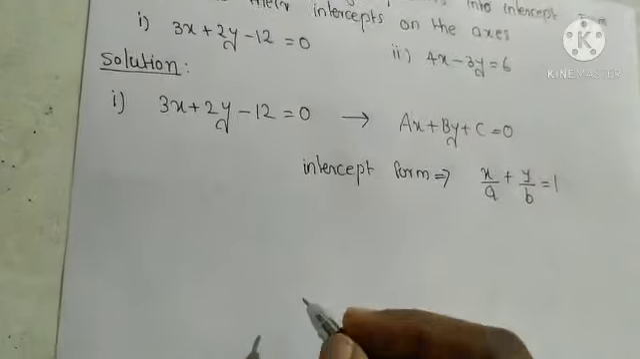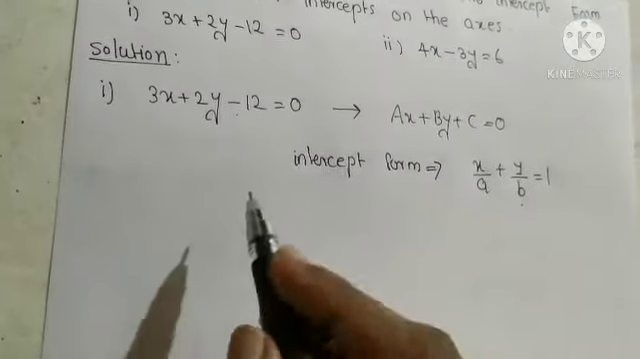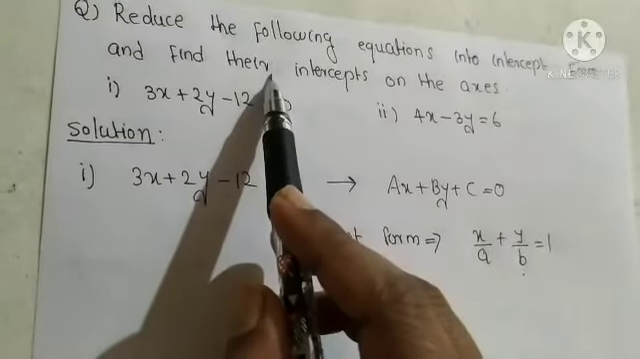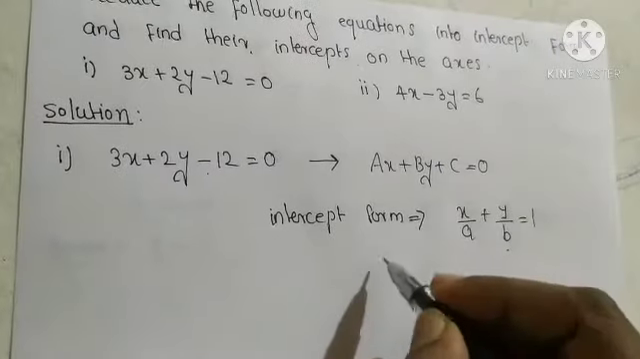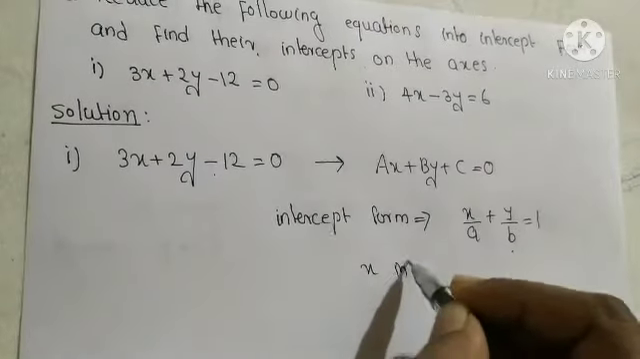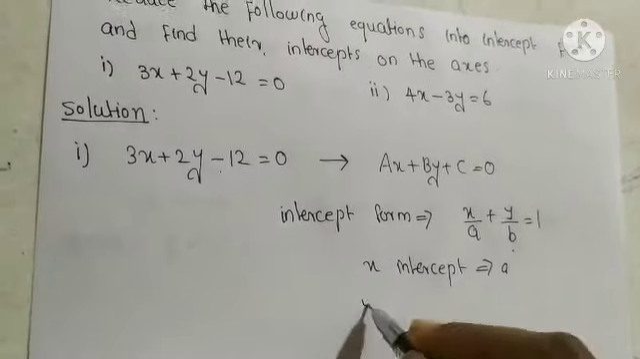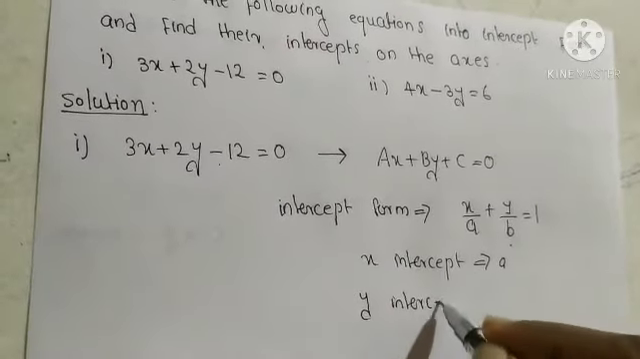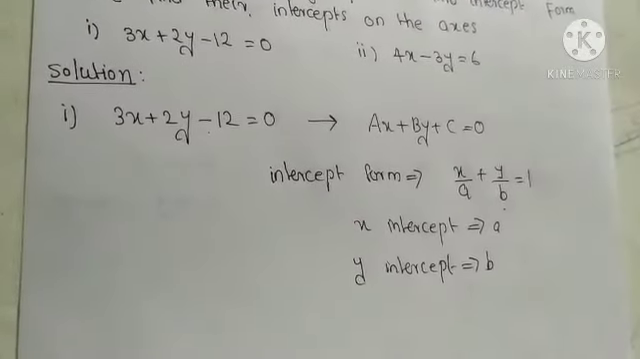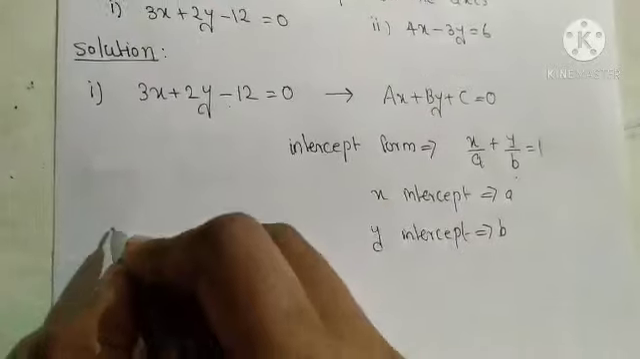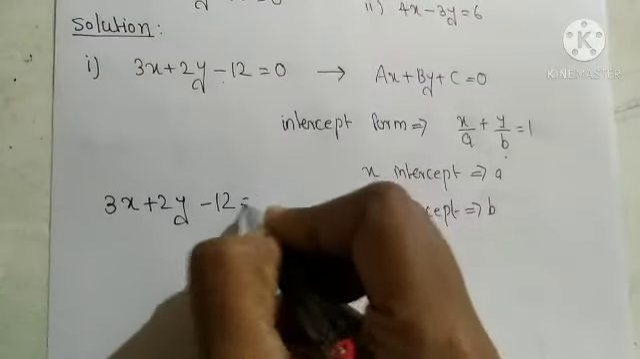Right. So next I am going to convert this equation into intercept form and also find out the intercept on the axis. That means a and b. Here a is the x-intercept and y-intercept is b. Okay, so taking our question 3x plus 2y minus 12 equal to 0.